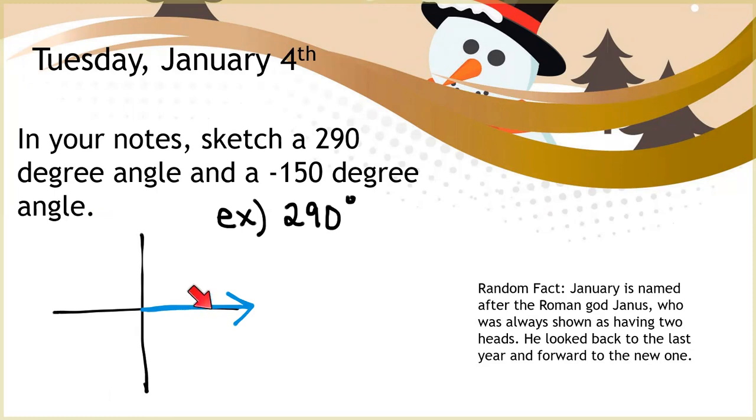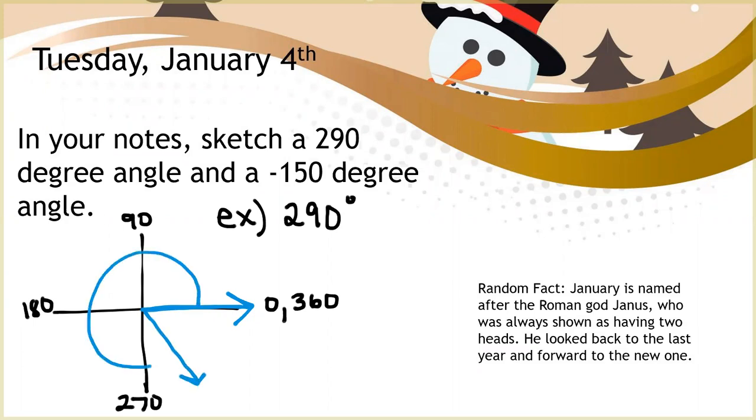So there are 360 degrees in a circle. So a 290-degree angle would fall somewhere in quadrant 4. So it would be, because this is 90, 180, 270, and then this is 0 and it's 360. So 290 degrees is going to end up in quadrant 4, somewhere around here, and the angle would go this way. So that is a 290-degree angle.